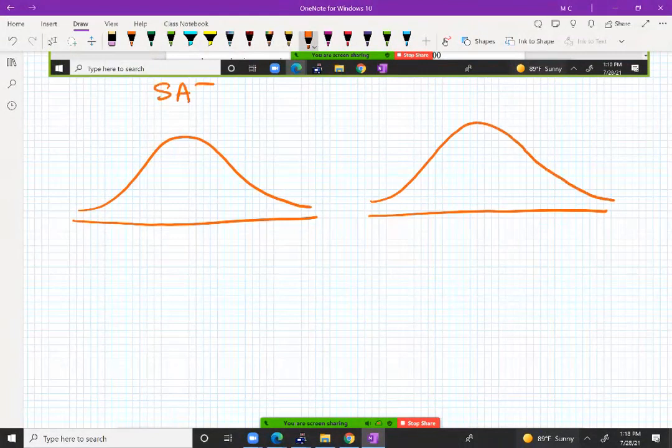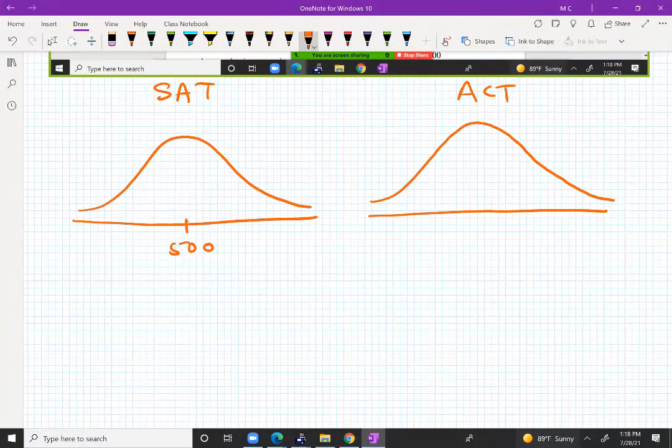Let's say SAT and ACT. Let's say you took both, and you know the average of SAT is 500, and the average of ACT is, let's say, 24. And the standard deviation for SAT is 100, and the standard deviation for ACT is 5, right?